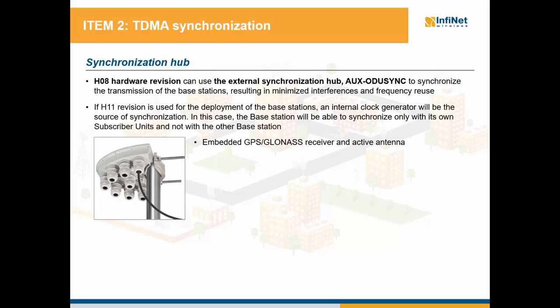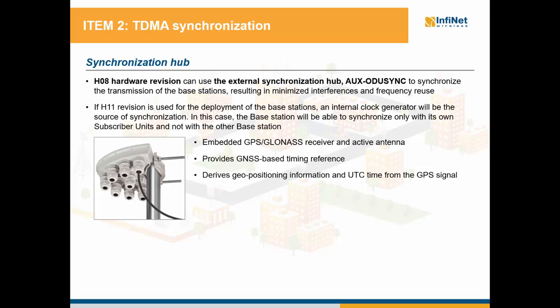The synchronization hub has some important features like a GPS or GLONASS receiver. As I said, it has an active GPS antenna. Geopositioning information and the UTC time are derived from the GPS signals, so it can provide a GNSS-based timing reference. Time synchronization is also ensured with an accuracy of less than a microsecond.